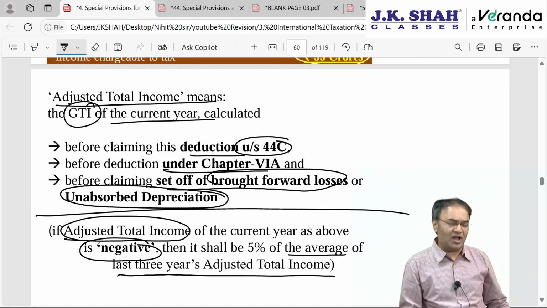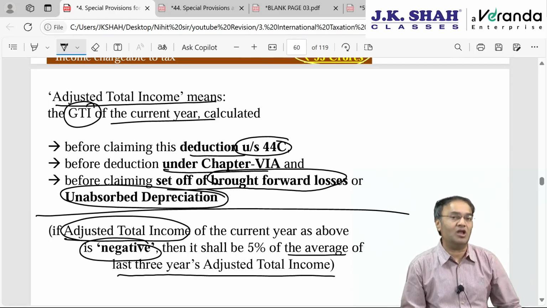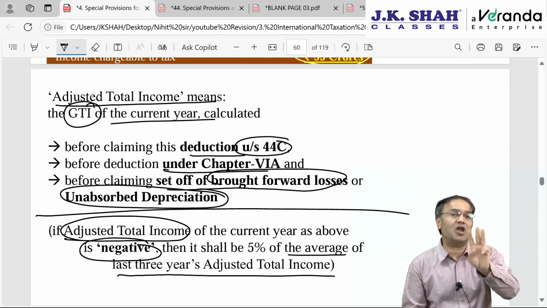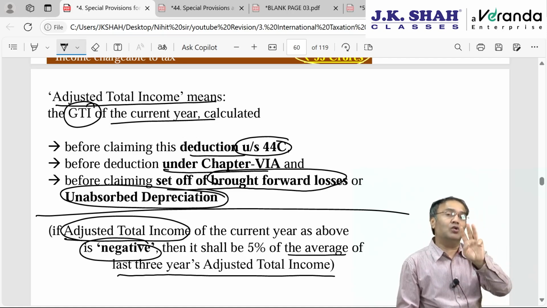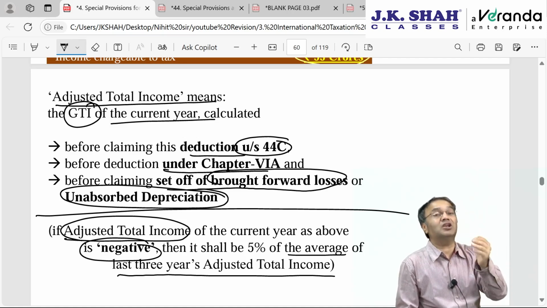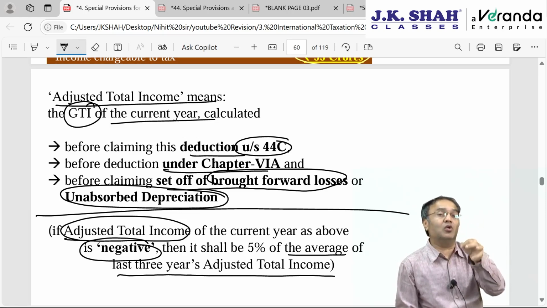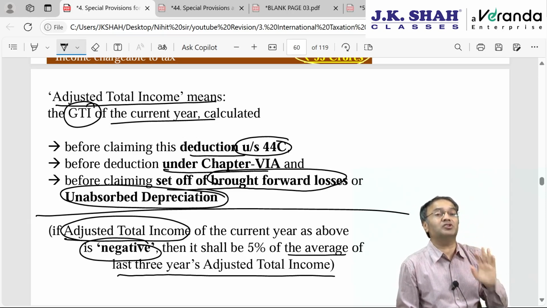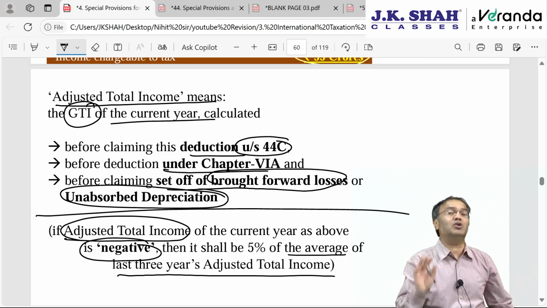However, there is a further clarification which is not that important from exam perspective, that's why I have not covered it here. If all the last 3 years did not have positive income, and there was income assessable to tax only in year 1 and year 3, then don't take total of last 3 years and divide it by 3. Just take the total of year 1 and year 3, the years in which you had positive adjusted total income (ATI), and then divide it by 2.